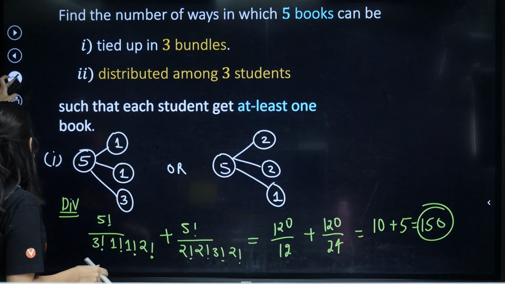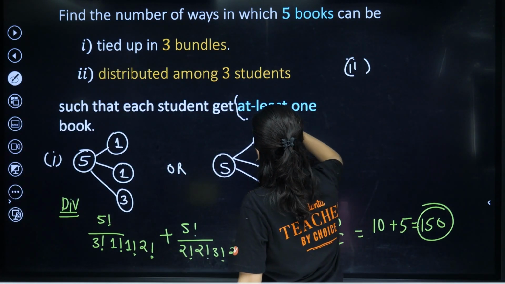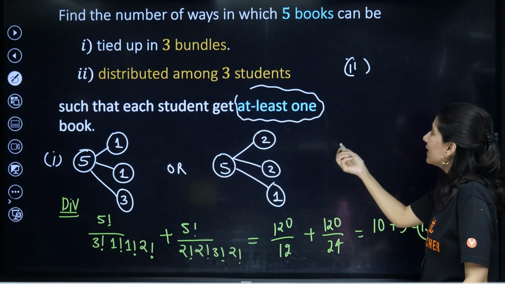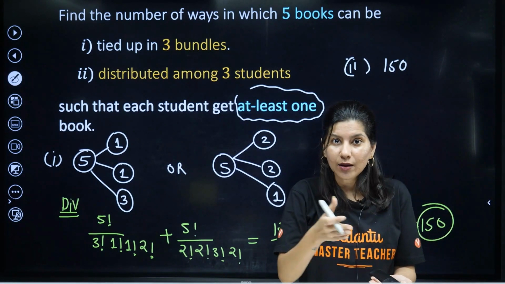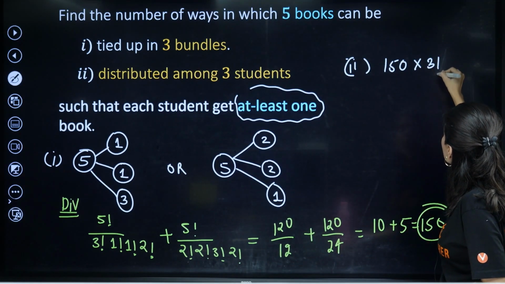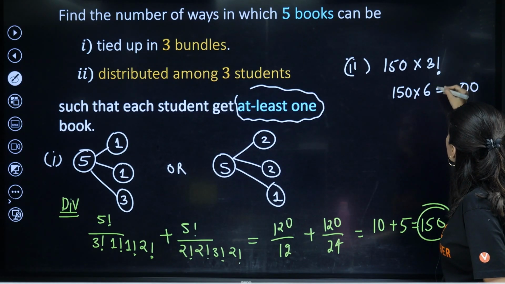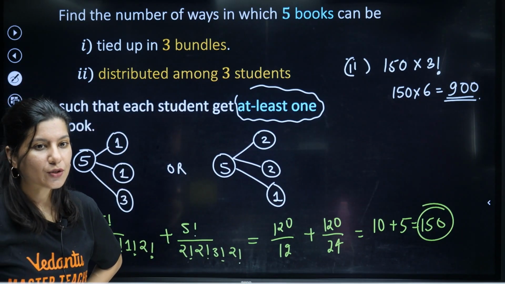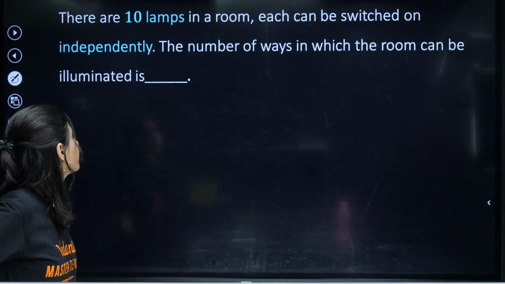Okay. Now second part, now you have to distribute as well. And also they have written each student should get at least 1 book. So that we have already taken care of. So 150 will be the division thing. Now I have the 3 bundles with me. I have 3 persons with me. So I just have to distribute by 3 factorial. So 150 into 6. So that is going to become 900. Okay. All right. Clear? Chalo. All right.